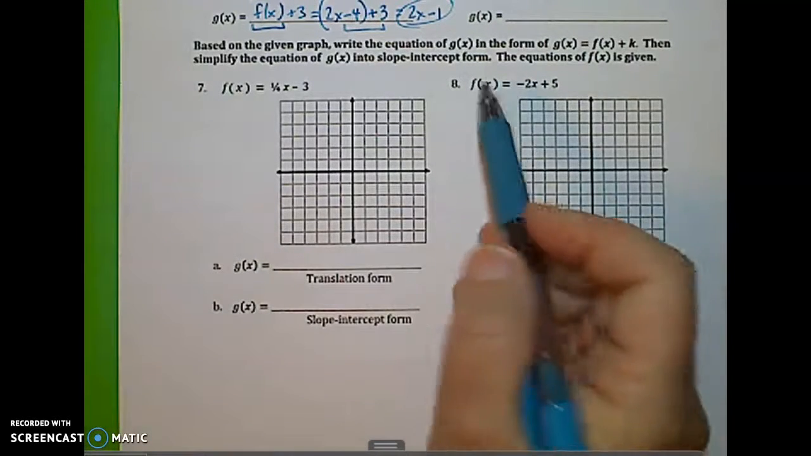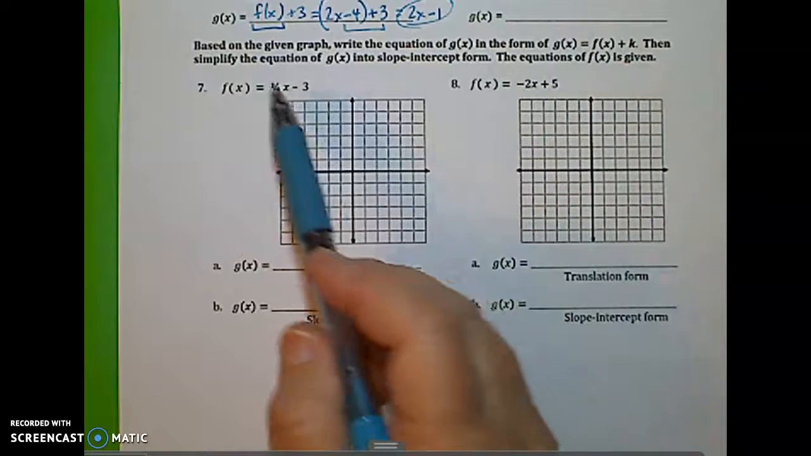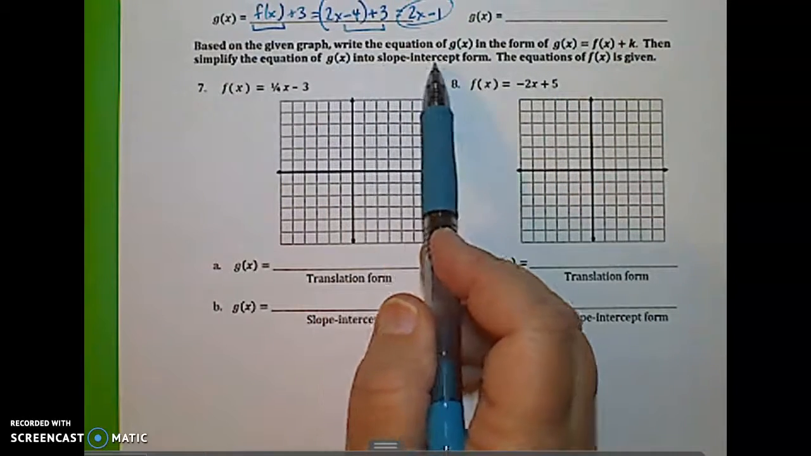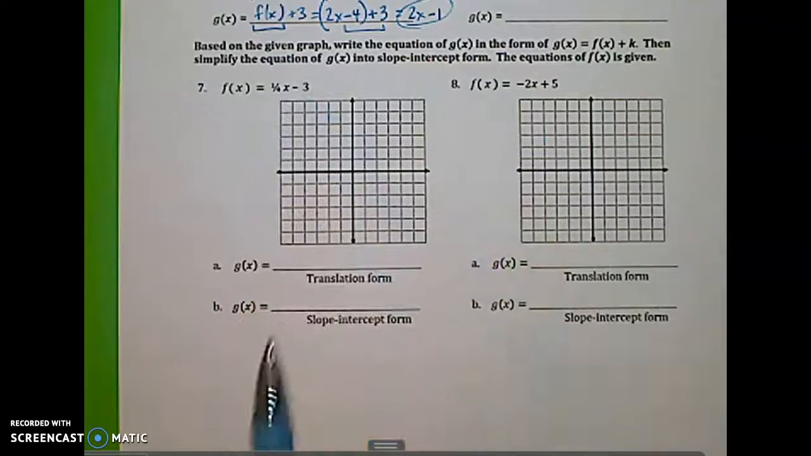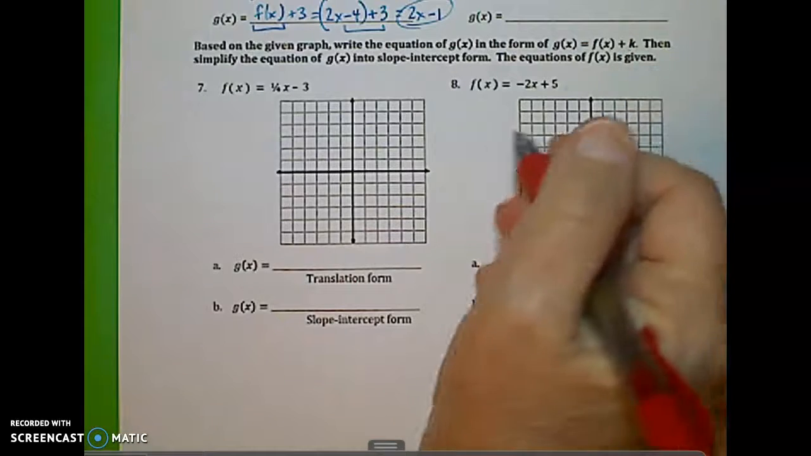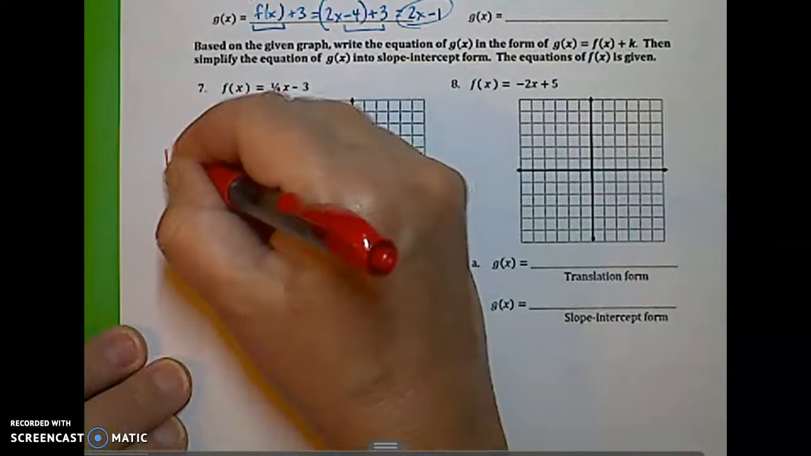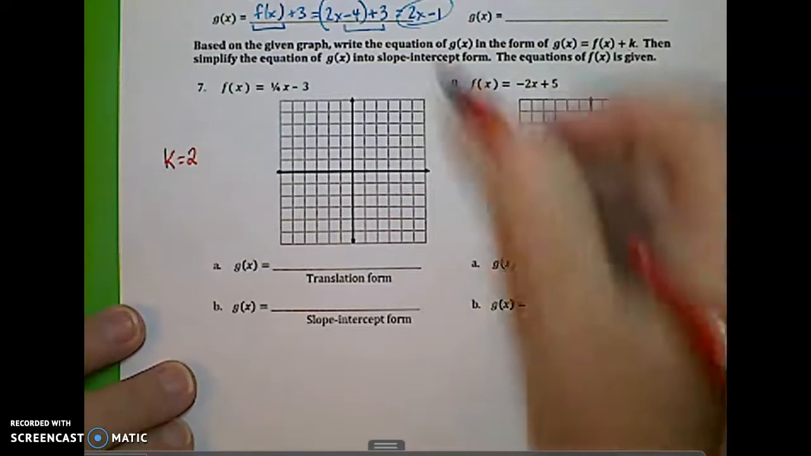They want us to write an equation for g of x in the form g of x equals f of x plus k, then simplify the equation of g of x to slope-intercept form. They've given us the equation for f of x. We need a new equation for g of x. They didn't actually tell us what k should be. I'm going to just pick a value here. Let's say k equals 2. I'm making that up, so I'm going to draw my graph that way.